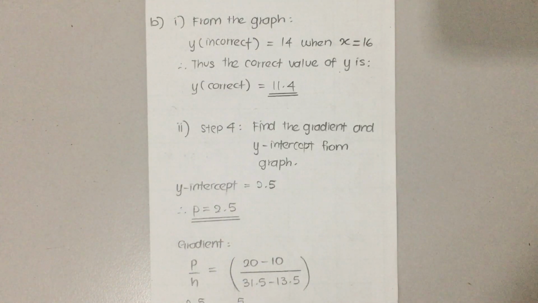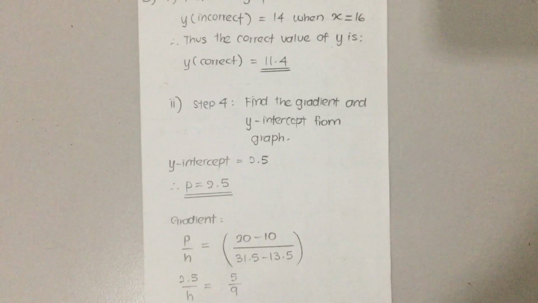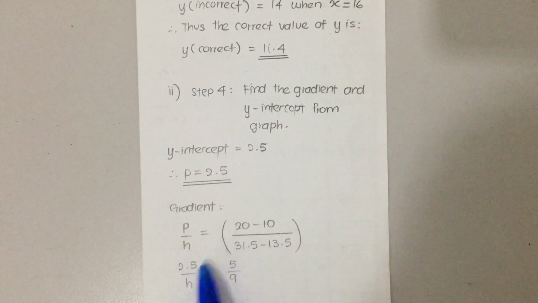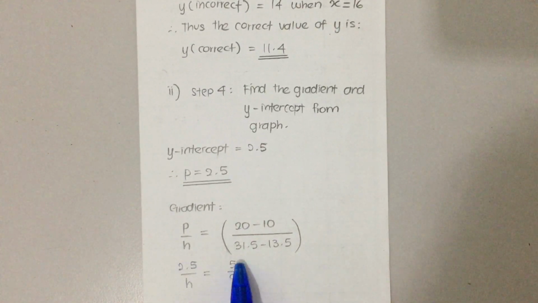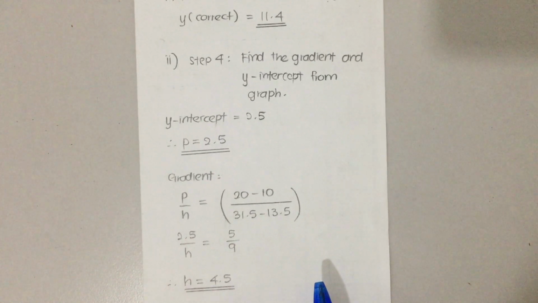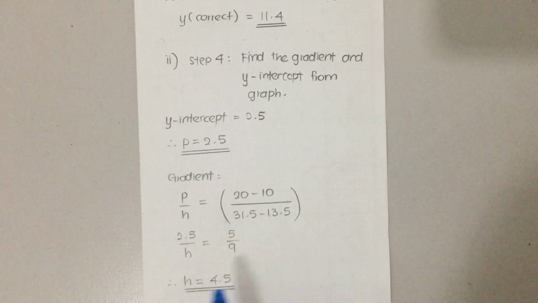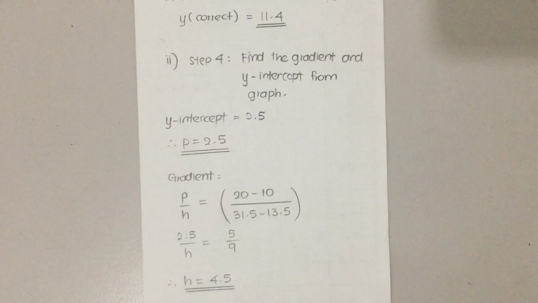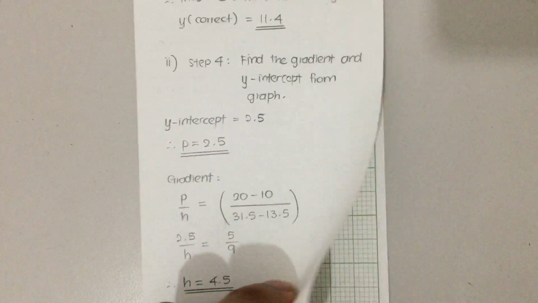Okay, so let's move to the next step. From here we get 2.5 over h is equal to 5 over 9. And then you get your final answer. h is equal to 4 over 5. Sorry guys, h is equal to 4.5. Okay, so that's all for my working.